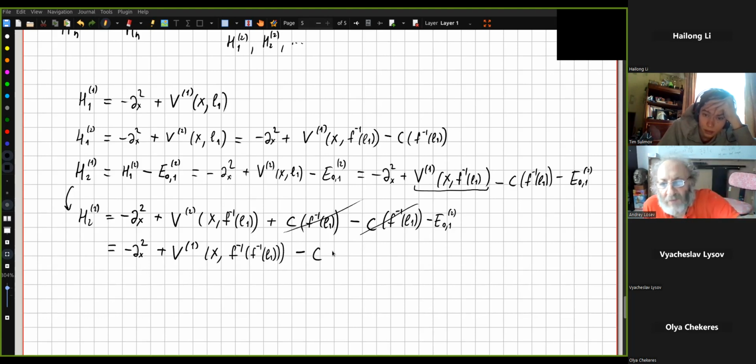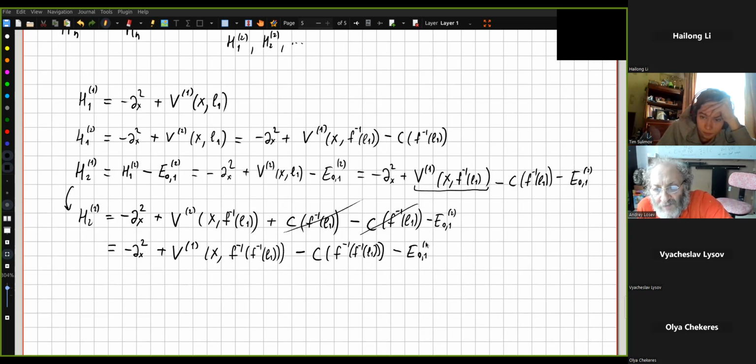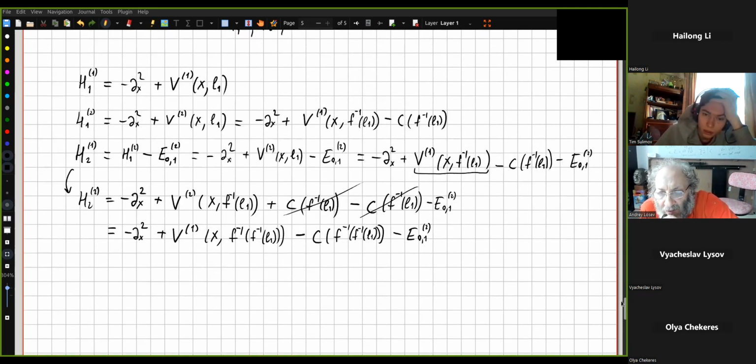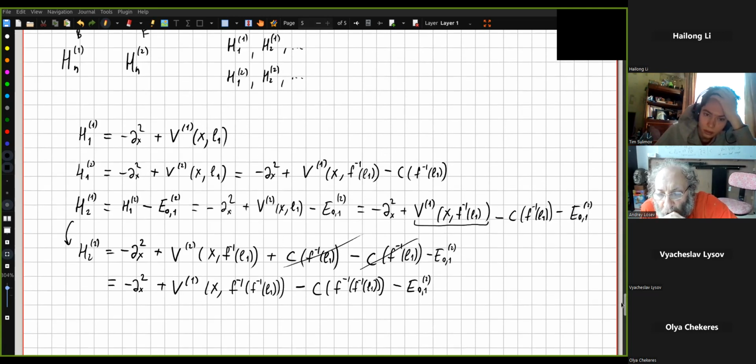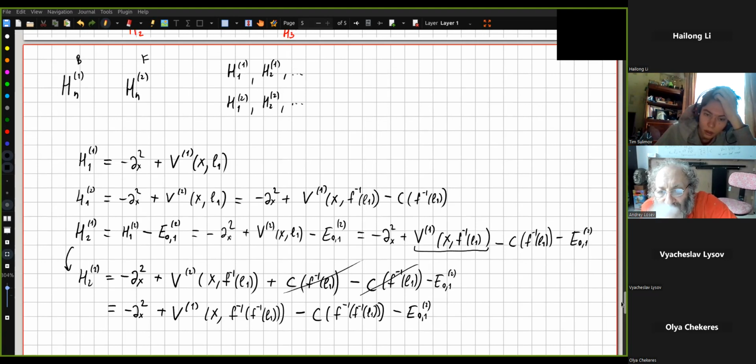Then this minus C of F inverse of F inverse of L1. Sorry for the brackets. And then the shift. Okay, so as you can see, we got the same structure as in the last step. I hope this not very beautiful calculation convinces you that the shape invariancy condition continues to hold through the whole hierarchy. The whole hierarchy of Hamiltonians, they have the same potential in principle, just with different constants and with different shifts.